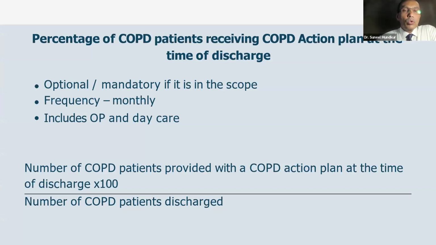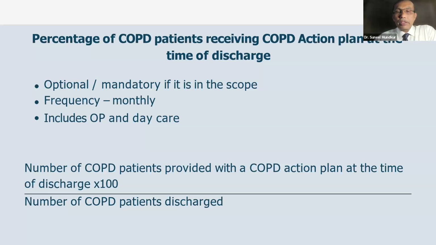Again, I repeat, please do not do it for the sake of NABH. You can use this as a very good indicator from the medicine department if you do not have a pulmonary medicine department, and if your medicine department is treating COPD patients. The frequency of calculating this data is monthly, and it includes OP and daycare because the treatment remains the same whether it's outpatient, inpatient, or daycare.